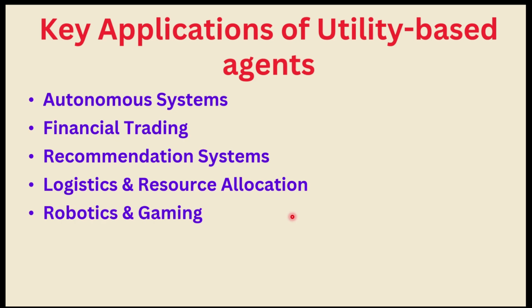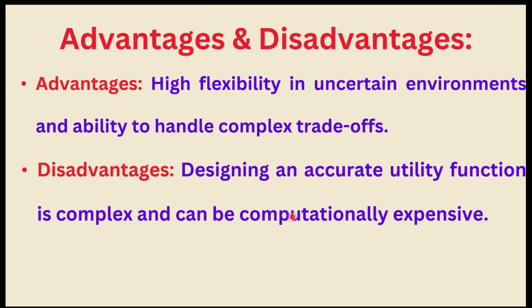So that one will be chosen for developing the model. These are applied in applications like autonomous systems, financial trading, recommendation systems, logistics and resource allocation, robotics and gaming. Whenever we want to create some logistics rule and find the resource and how it is going to be allotted to the path, that will be the example for a utility-based agent. Here, if you see the advantages: high flexibility, so it can be flexible across any situation, and the ability to handle complex problems.